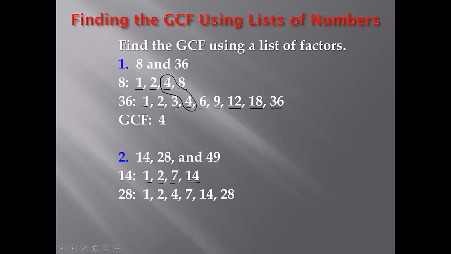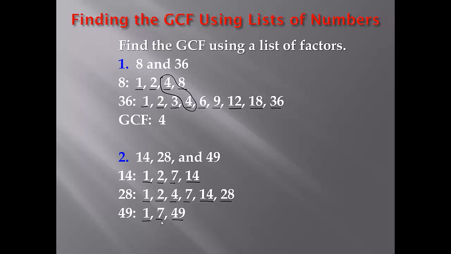Now we'll look at our list for 28. For 28 we would have 1 times 28, and that equals 28. 2 times 14 equals 28, and 4 times 7 equals 28. And now we need to look at our list for 49. For 49, we have 1 times 49 equals 49, and then 7 times 7 equals 49. Again, we just list that 7 one time.